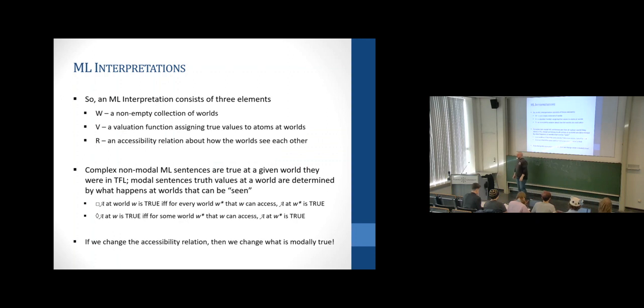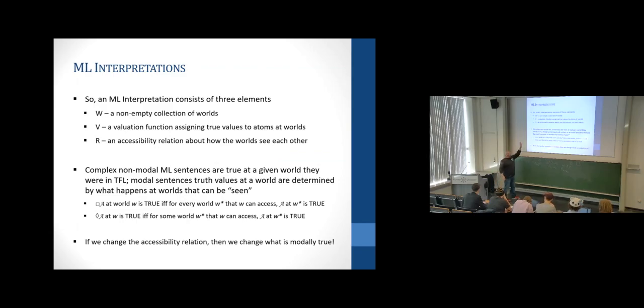An ML interpretation consists of 3 elements, right? We have a collection of worlds, and it's got to be non-empty. There has to be at least one world. We have a valuation function, which tells us which atoms are true and which atoms are false at the worlds in our collection. And then we have an accessibility relation, which tells us how the worlds see each other.